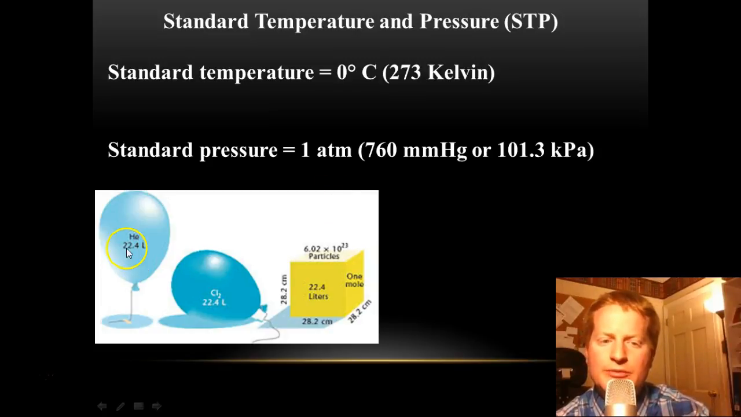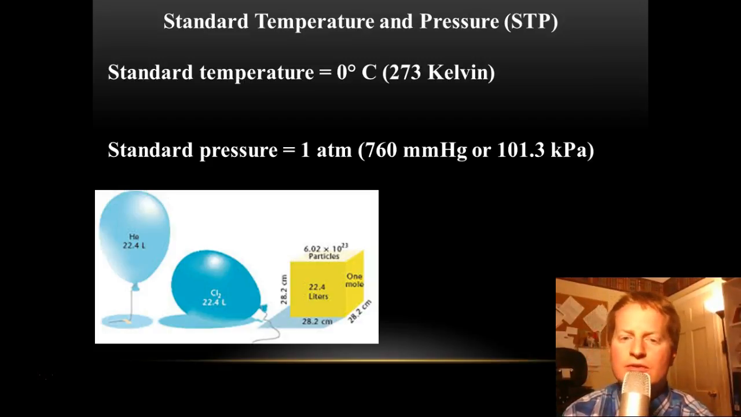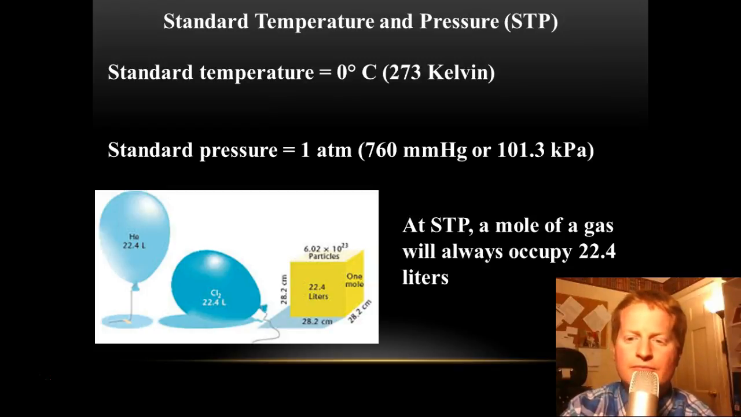So here you see helium 22.4 liters, chlorine 22.4 liters. These are all at STP. Here's a cube that has that 22.4 liters, and here are some of the dimensions of the cube. Contained in this balloon is 1 mole of gas, 1 mole of chlorine in this one. They all represent 1 mole of that gas. So 1 mole of gas under these conditions will occupy 22.4 liters.